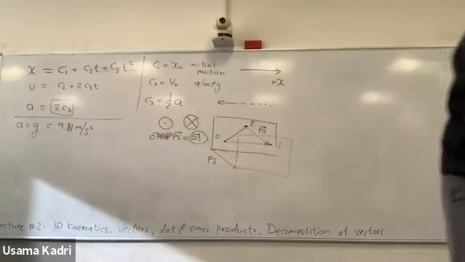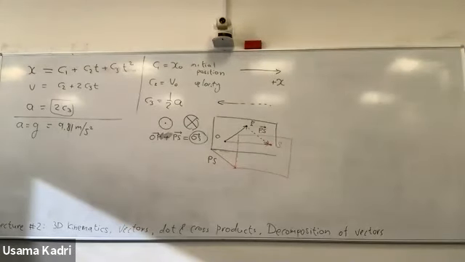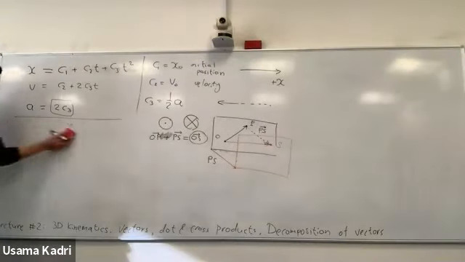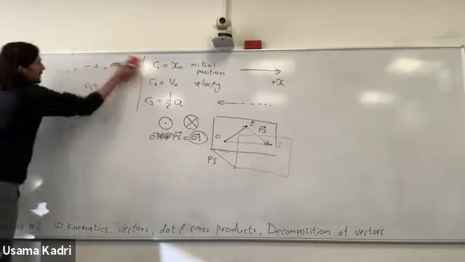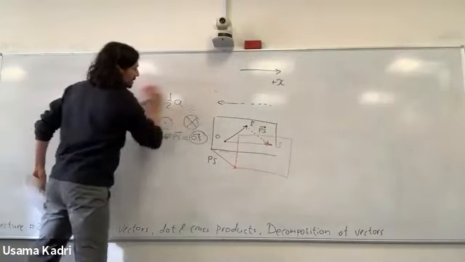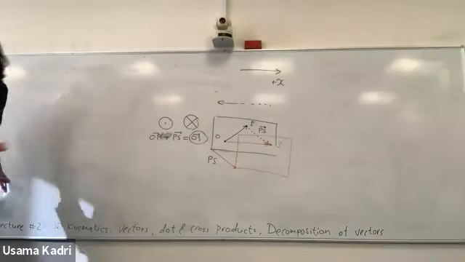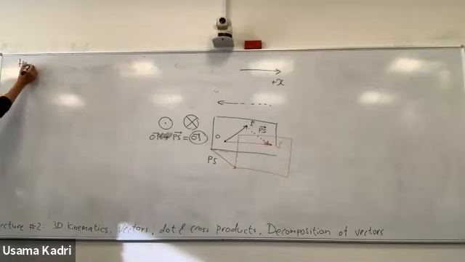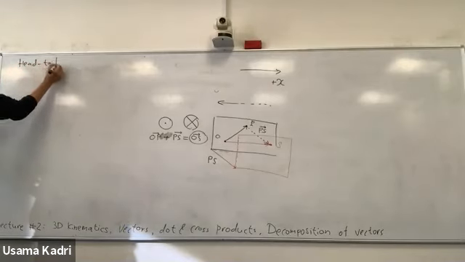So how do we sum vectors? There are two ways to do that. Probably you already know, but I'm going to teach you both ways, or show both ways at least. So one way is called the head-tail technique.